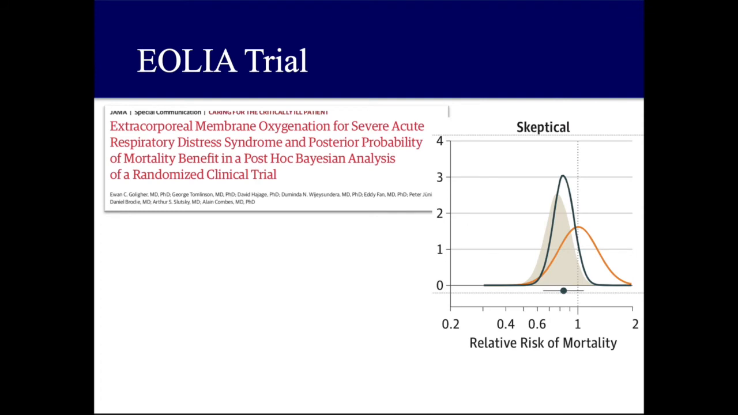What did they get? Well, here is the estimate for risk of mortality based off the model using their skeptical prior. The skeptical prior is shown here in orange. You then see the data that's added in and their posterior distribution of effect represented by the dark line here.